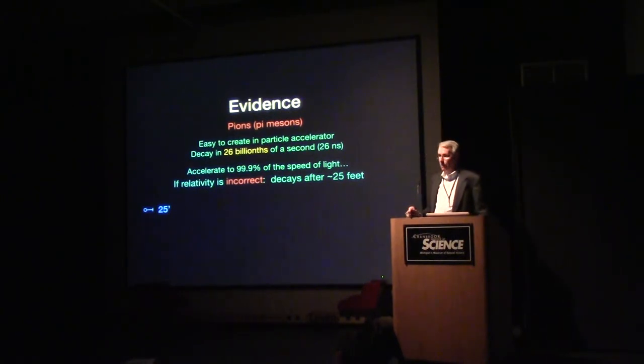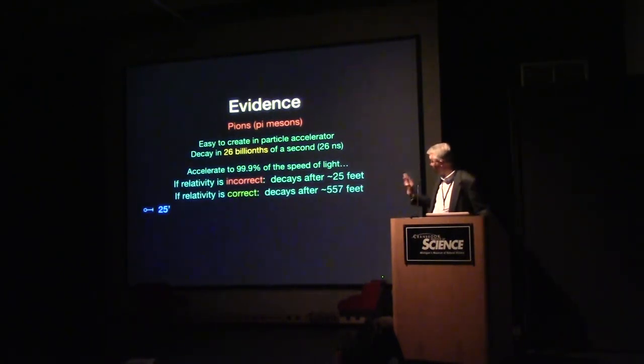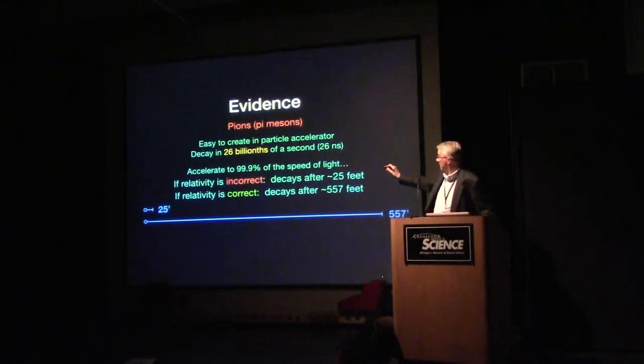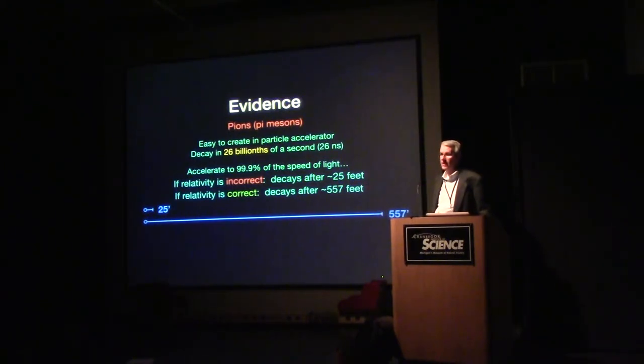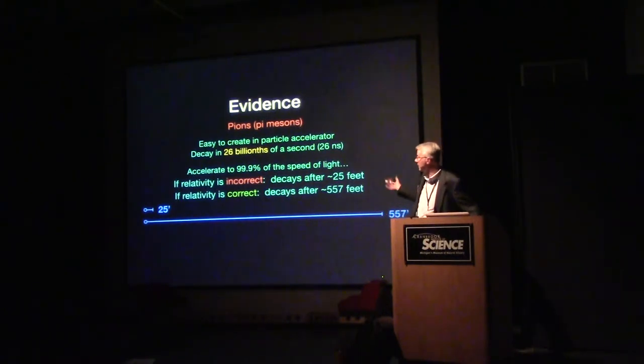Right? But if Einstein is right, the clock on that pion, its pocket watch, is running slow. So slow that in our reference frame for space-time, it will make it 557 feet in just what it thinks is 26 billionths of a second. So you do an experiment. You go into a particle accelerator and you put some detectors at different distances from your origin point and you test it out. How far can you go?